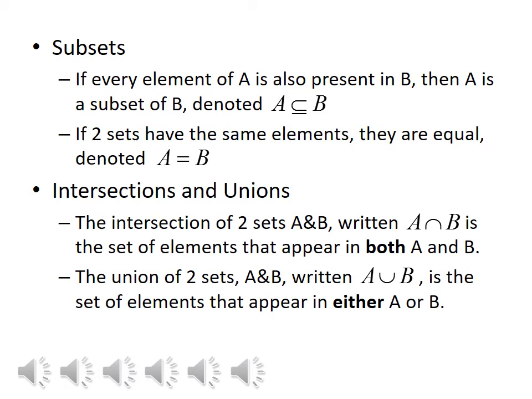And then the union of two sets, A and B, written A with a cup or a U, B, is the set of elements that appear in either A or B. So to find the union of two sets, you're going to look at set A and set B, and you're going to write down every single element that appears in either one.